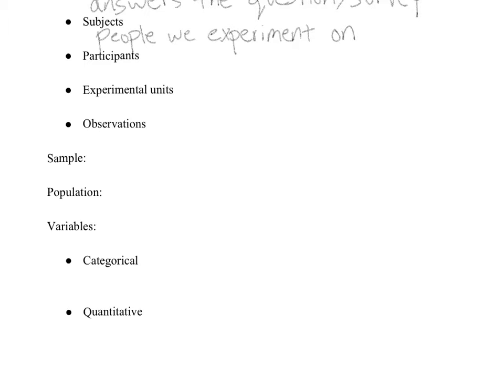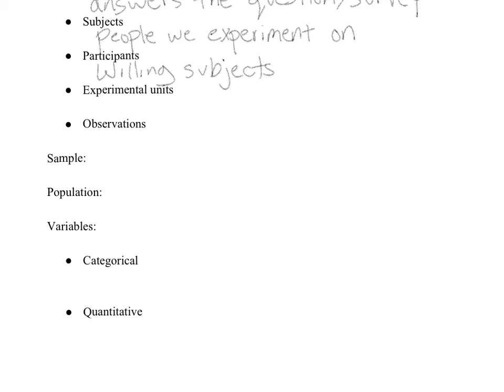Next is participants. Participants are subjects, however, they are willing subjects. They volunteer for these things. So they are willing. Not all subjects, this sounds a little bit sinister, are willing subjects.